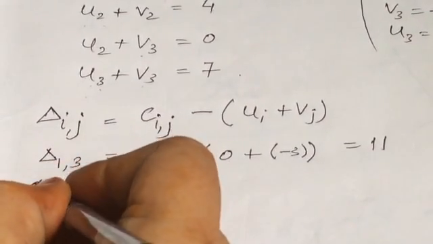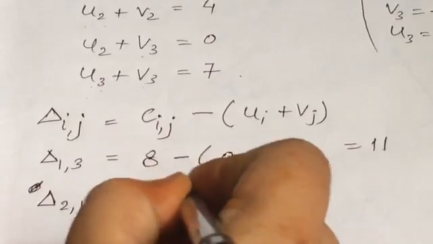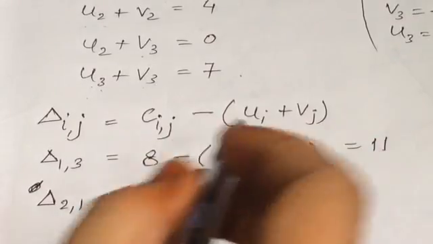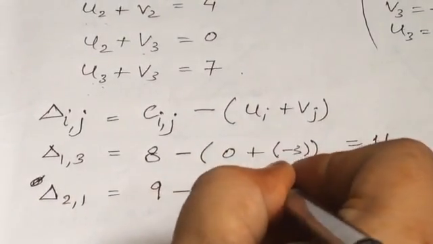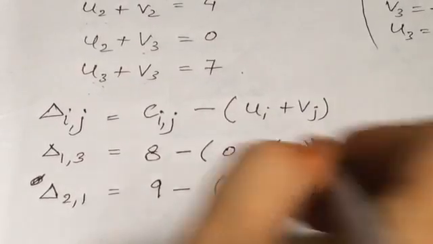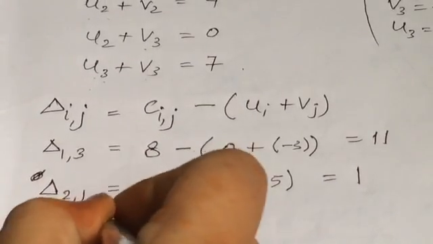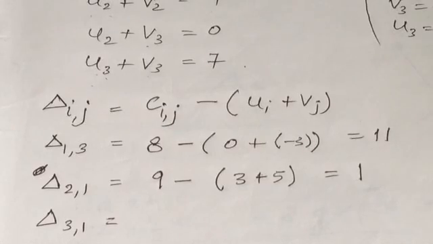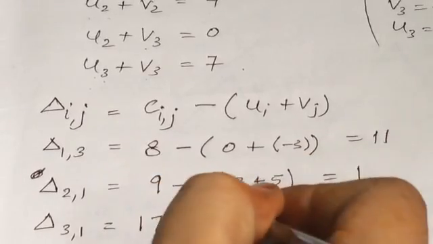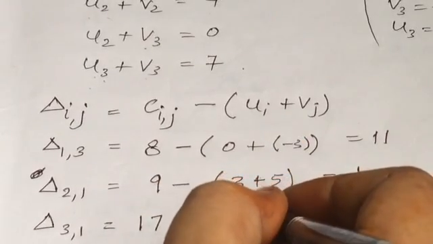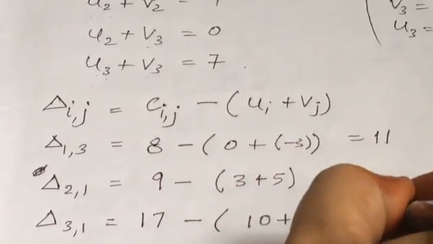Another unoccupied cell is 2 1, second row first column. So Cij for this is 9 minus (u2 plus v1). u2 is 3 and v1 is 5. So we add 3 plus 5, which is 8, and 9 minus 8 is 1. Now del 3,1 is the next cell which is unoccupied. The transportation cost is 17 there, minus (u3 plus v1). u3 is 10 and v1 is 5. So this will become 2.